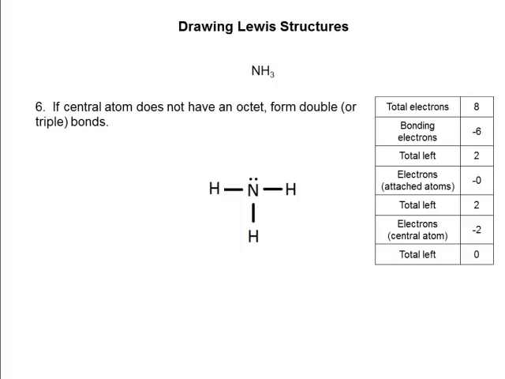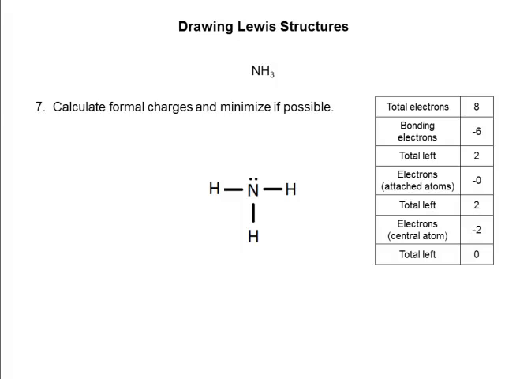Step 6. Central atom does not have an octet, form double or triple bonds. Well, nitrogen has 8 electrons around it. It's happy. So I don't need to worry about this step. Okay? Last step, calculate formal charges and minimize if possible.